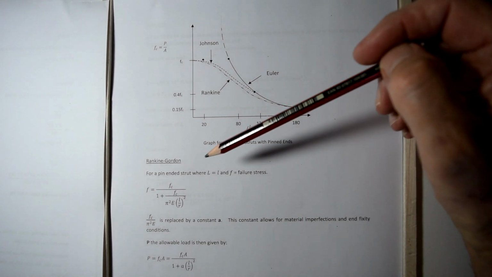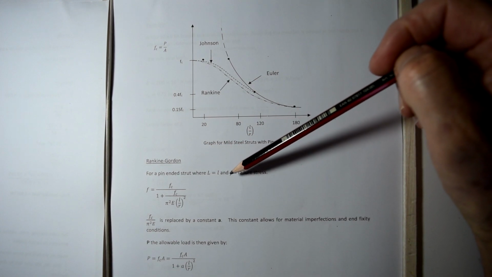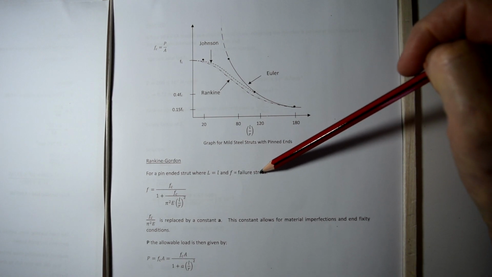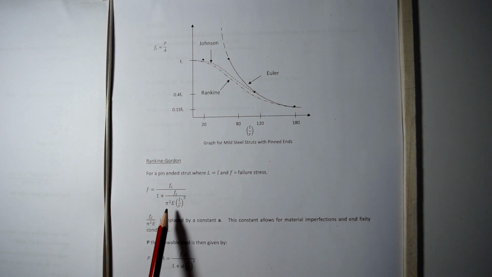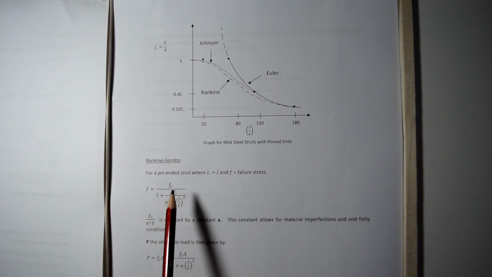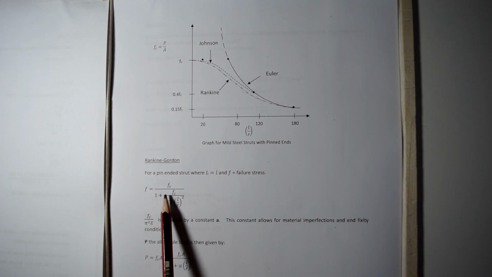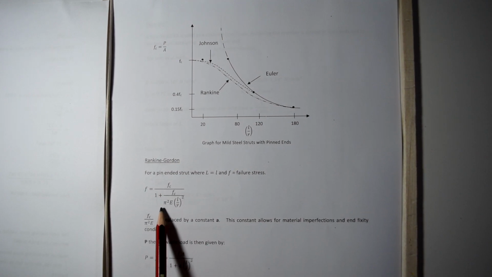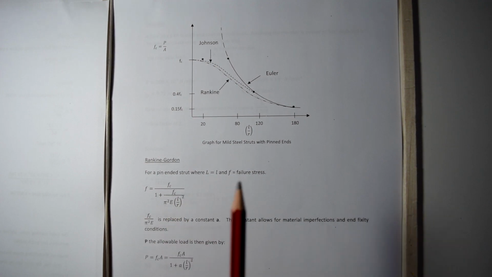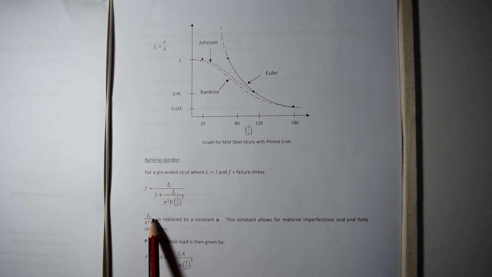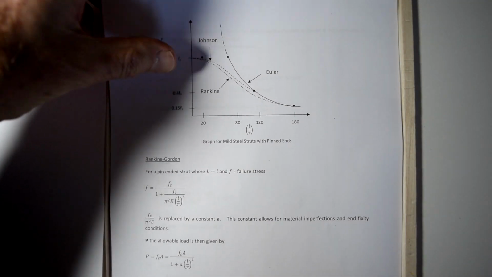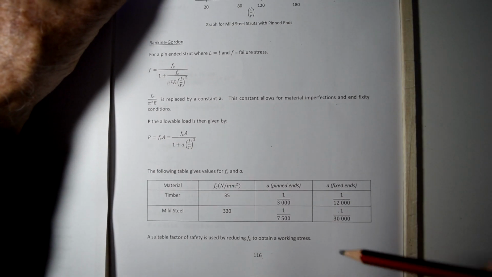Now we look at Rankine-Gordon. For a pin-ended strut where the length equals the actual length, and F equals the failure stress, Rankine-Gordon came up with this formula. The stress equals the stress in compression divided by 1 plus the stress in compression divided by pi squared E, L over R, all squared. We can replace the stress over pi squared E by a constant A, which you can see down in this table over here.